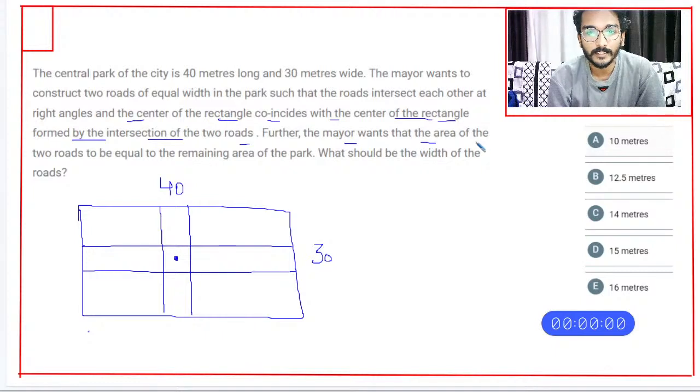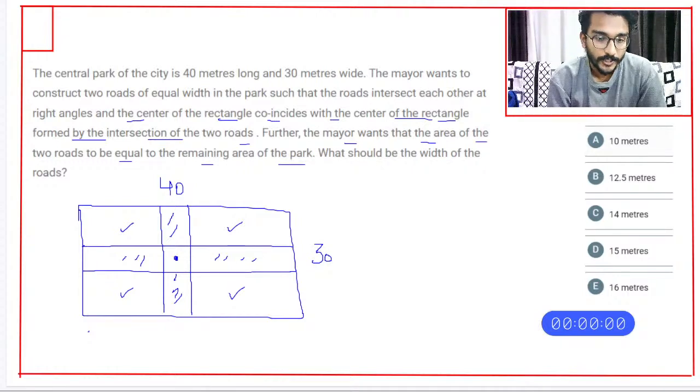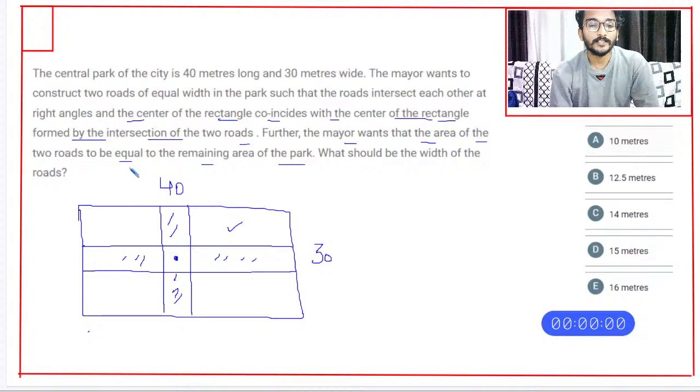Further, the mayor wants that the area of the two roads to be equal to the remaining area of the park. The area of these two roads means if the total area here is something, then it is equal to the addition of all the remaining four parts. So the shaded portion and unshaded portion are equal to one another. I can also say that the shaded portion is half of the area of the rectangle.